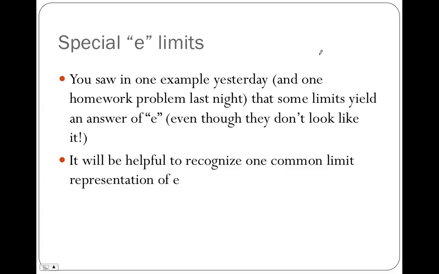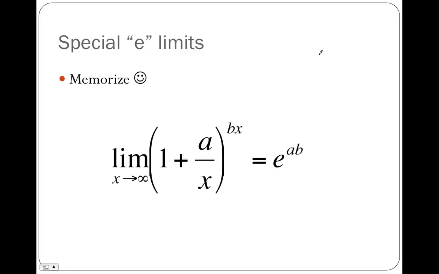Okay. So you saw in one example yesterday, one homework problem last night, as well as your warm-up today, that some limits yield an answer of e or something related to e, a power of e or a multiple of e, even though they don't look like they would have an e in them, okay? And it's going to be helpful to recognize one common limit representation of e. It comes up on the AP exam a lot, and it's nice to not have to go through all that work that we did in the warm-up just to get our answer of e or e squared or something like that. So I would like you to memorize this, where a and b are constants.